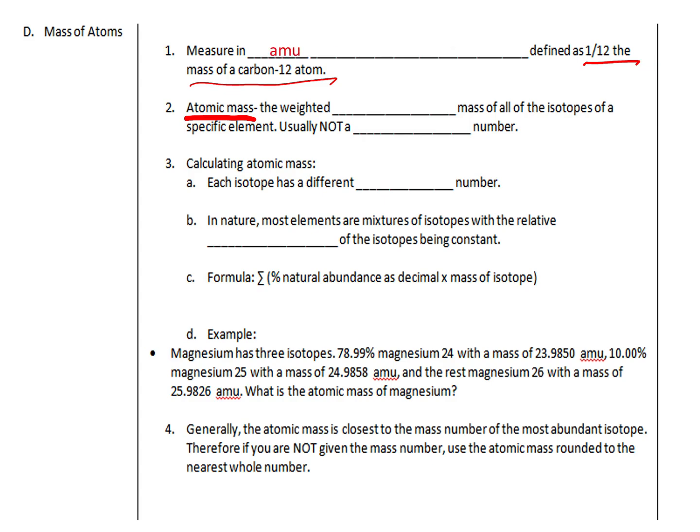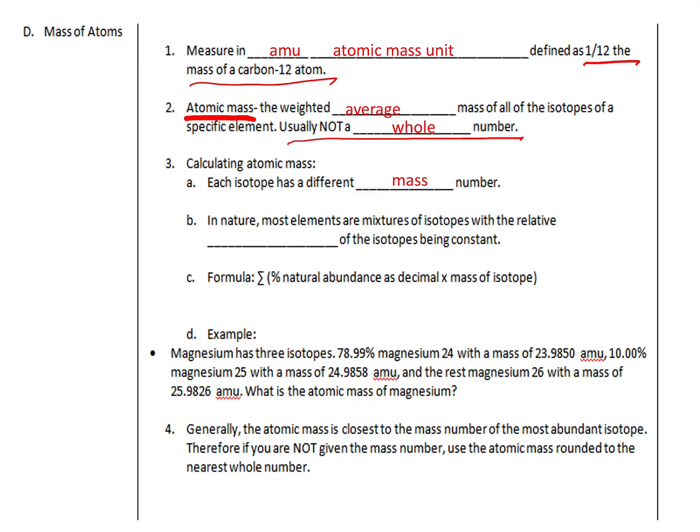So the atomic mass is going to be the weighted average mass of all of the isotopes of a specific element. It is usually not a whole number. This is the one that appears on the periodic table. And so to calculate the average atomic mass, each isotope is going to have a different mass number. We saw that with the carbons. We had carbon 12, we had carbon 13, and we had carbon 14, okay?